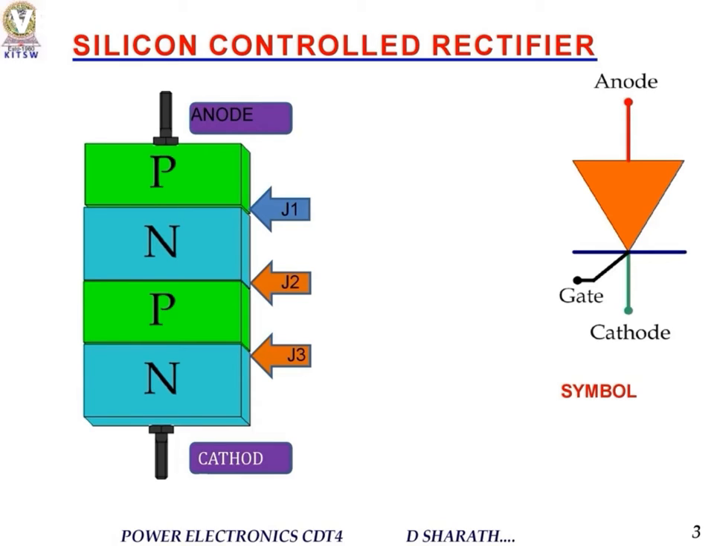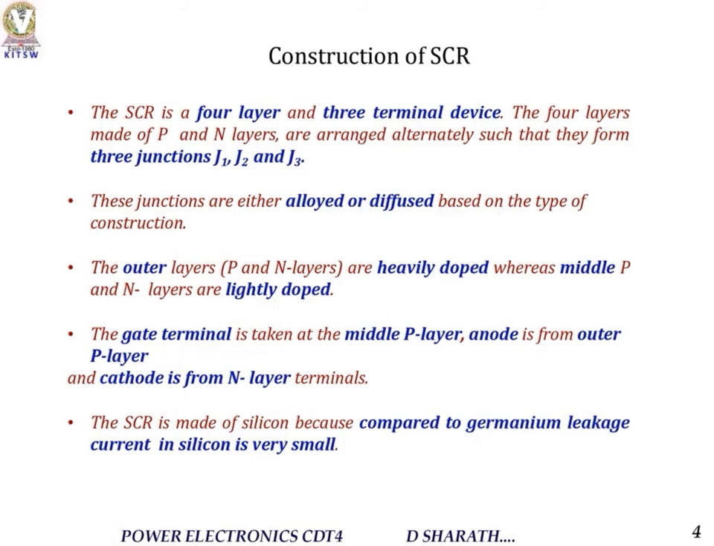The four layers are P layer, N layer, P layer, and N layer. A junction is formed between every two layers: J1, J2, J3. And we have three terminals: anode, cathode, and gate. Coming to the construction in detail, it is a four-layer, three-terminal device. The junctions are either alloyed or diffused.